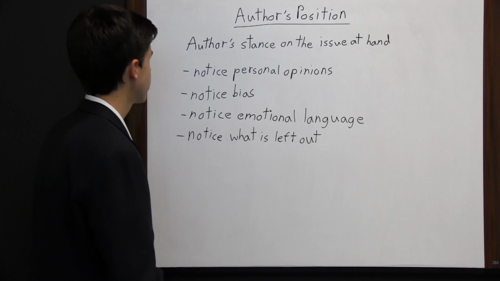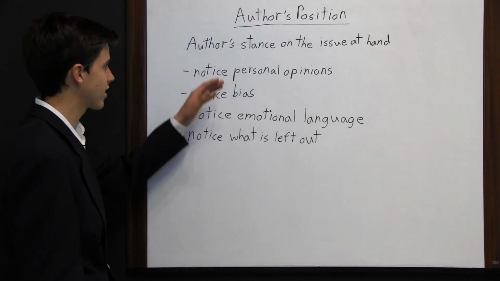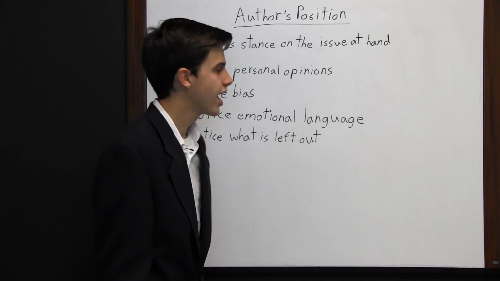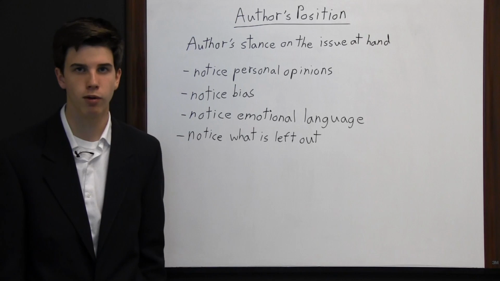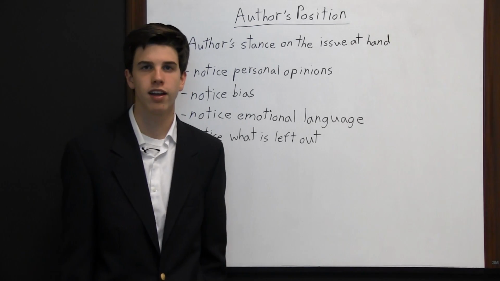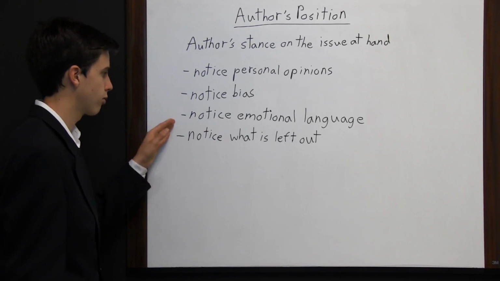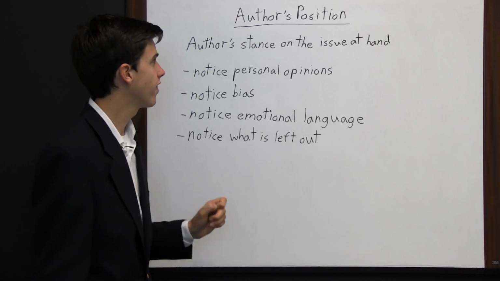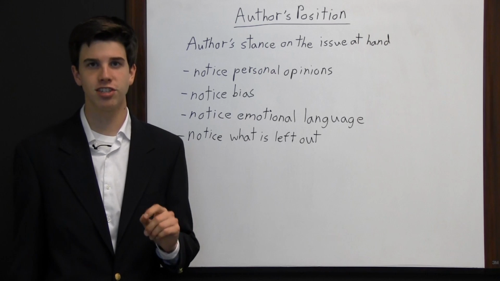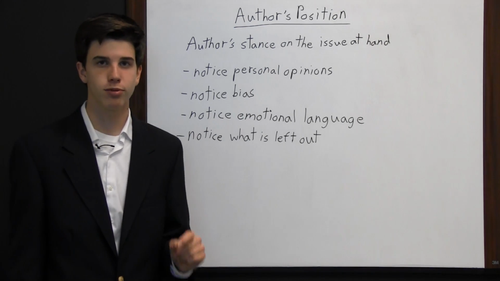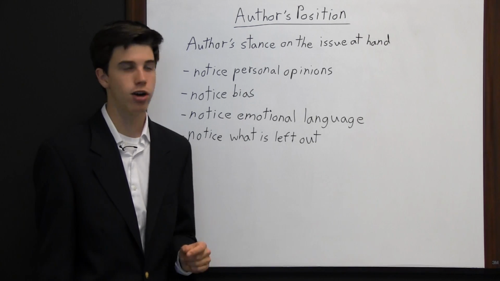writing. So first of all, the author's position is basically their stance on the issue at hand. It's what they believe about the issue they are writing about. So to help you find the author's position, you need to notice several things. Notice each point here starts with the word notice, because to find the author's position, you can't just sit back and have it come to you. You as the reader are going to have to be proactive and notice these things.